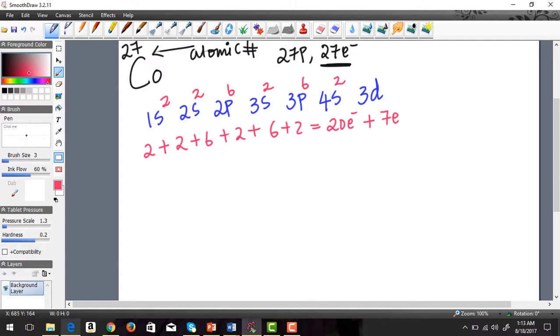7 electrons, because our target right here is 27, right? Now we've got our 27. If we add 7, that means we add 7 here. Okay? Now here's where the tricky part is. I'm going to give it maybe another color, maybe a black.